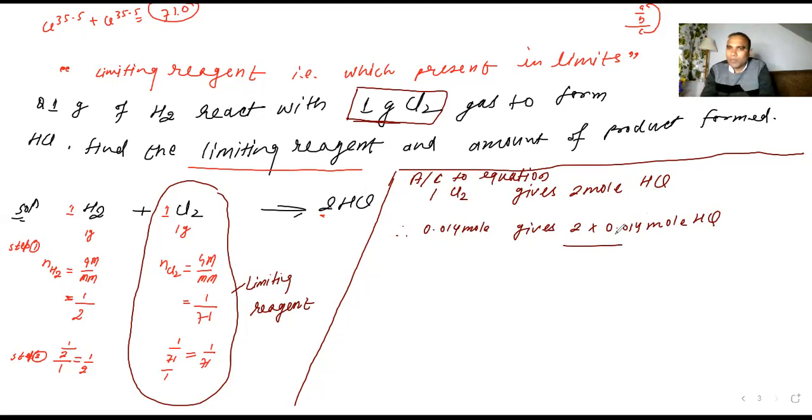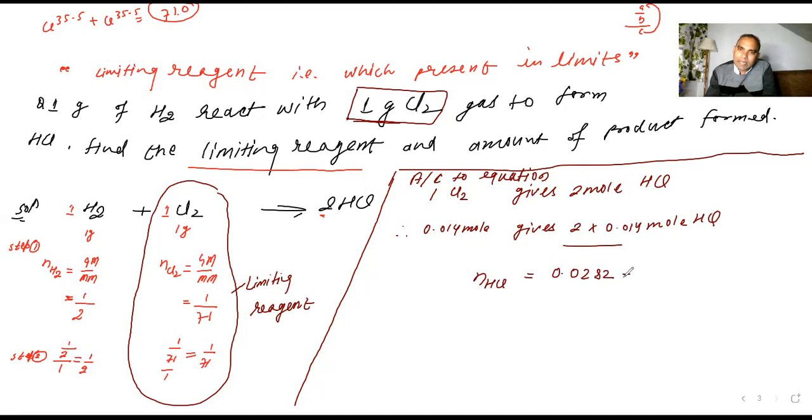So multiply, how many mole of HCl are you getting? If you are calculating n HCl, it is equal to 0.0281, something like that is coming. So 0.0281 is there, you can multiply and round the figure, it will go to 0.0282.